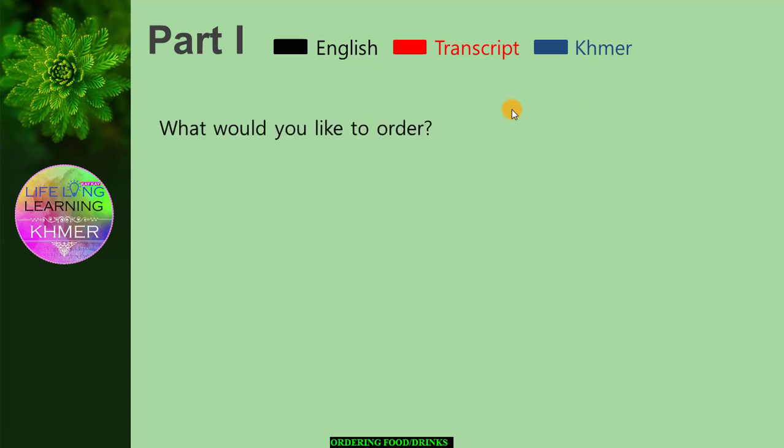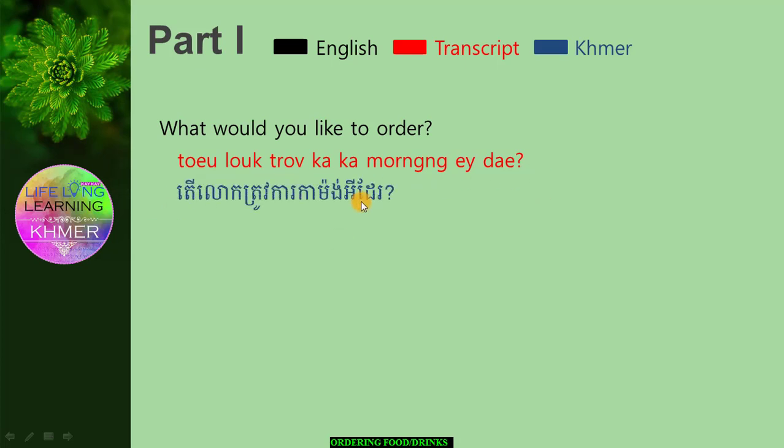So the first phrase you can learn from us today is: what would you like to order? What would you like to order? Basically, it means "ta lo trâu ka ka mong ai da." Normally you will hear that at an eating place or restaurant. They ask you this question, "ta lo trâu ka ka mong ai da." So in Khmer we write it like this.